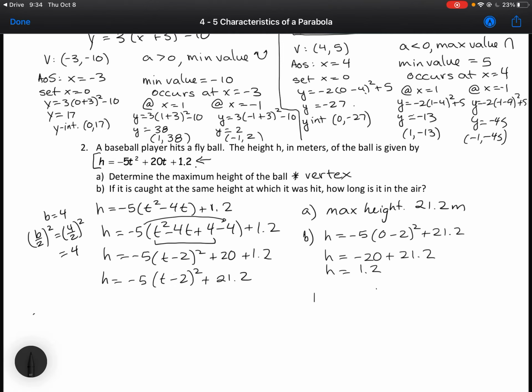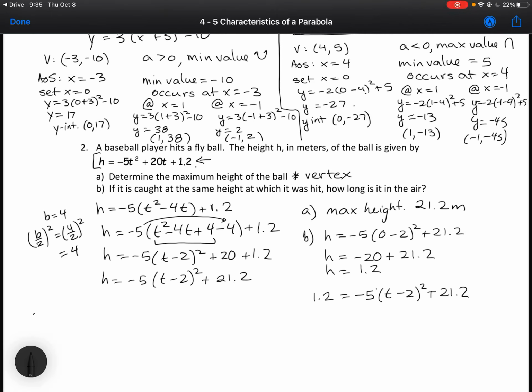So what we can do here is actually substitute in our h value as 1.2, and we're going to solve for t. And now what we're going to find is that you're actually going to get two different answers. One of them we know is going to be the time when it was hit, t equals 0. And the other one is going to end up being the time where it is caught. So let's take a look at that.